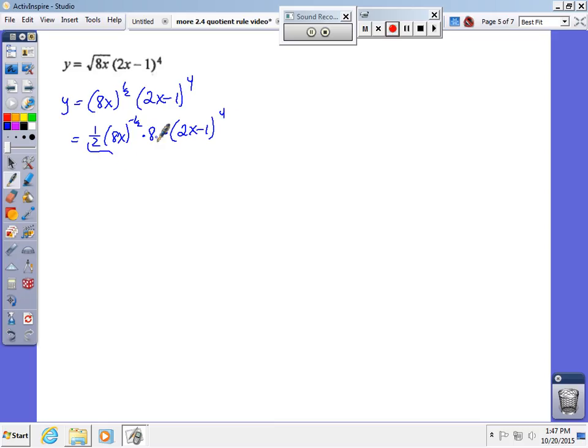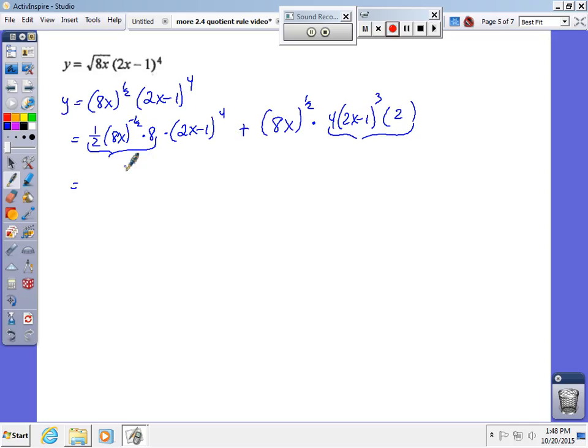So this part right here is the chain rule of the first part. And then plus the first. Now the derivative of the second, this one's a little bit easier. It's just going to be a 4. Leave the inside alone. Subtract 1 from the exponent times the derivative of the inside. All right, and this will be the chain rule of the second part.